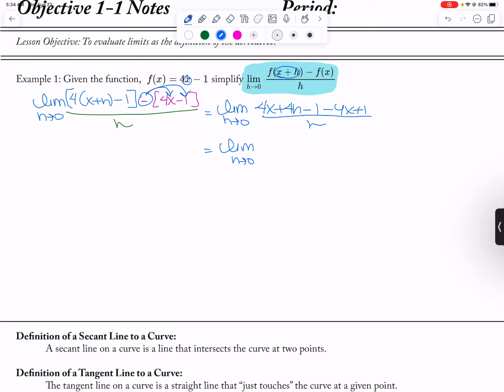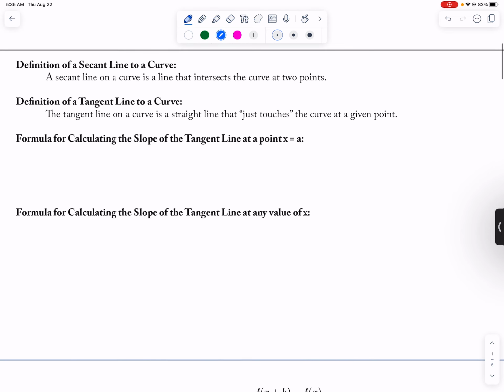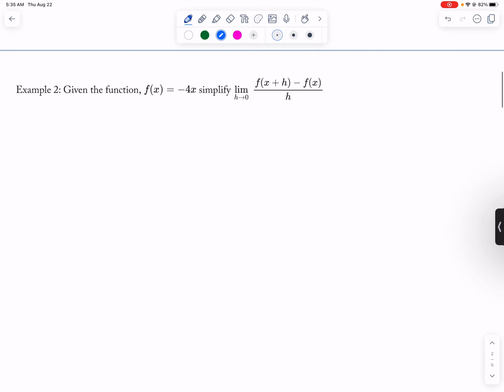Okay, so all my 4x's cancel out. I'm left with 4h over h. Those h's cancel out, and I'm left with 4. Not always will I be left with a whole number. Sometimes I'll be left with variables. I'm not really concerned about that right now. Okay, we're going to move to the next example.